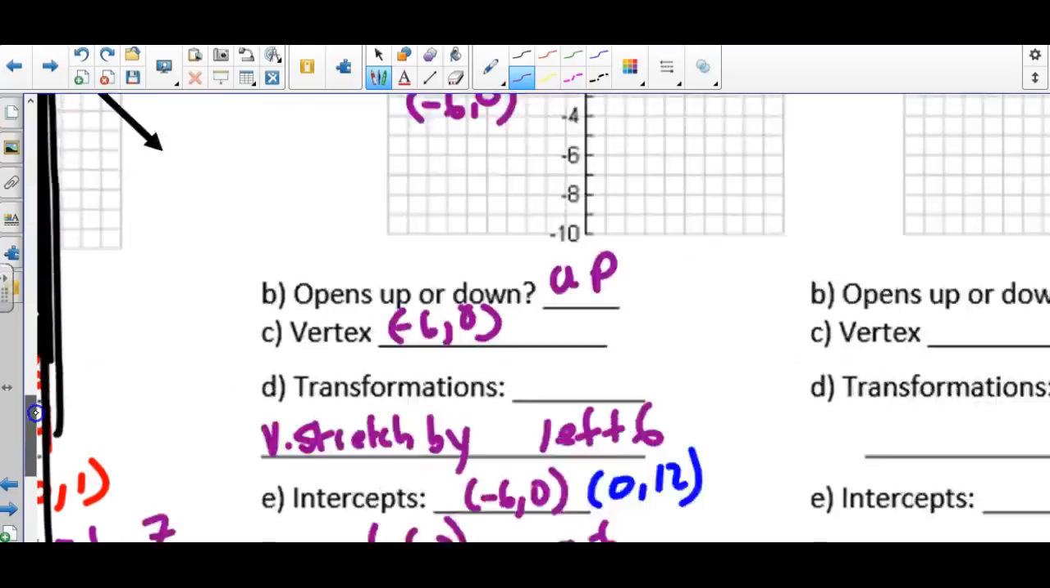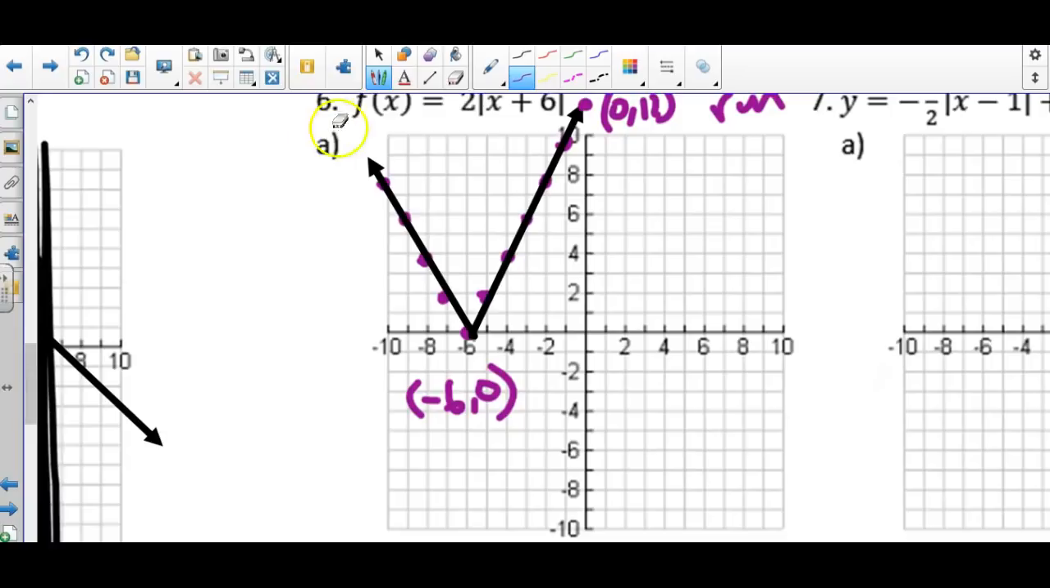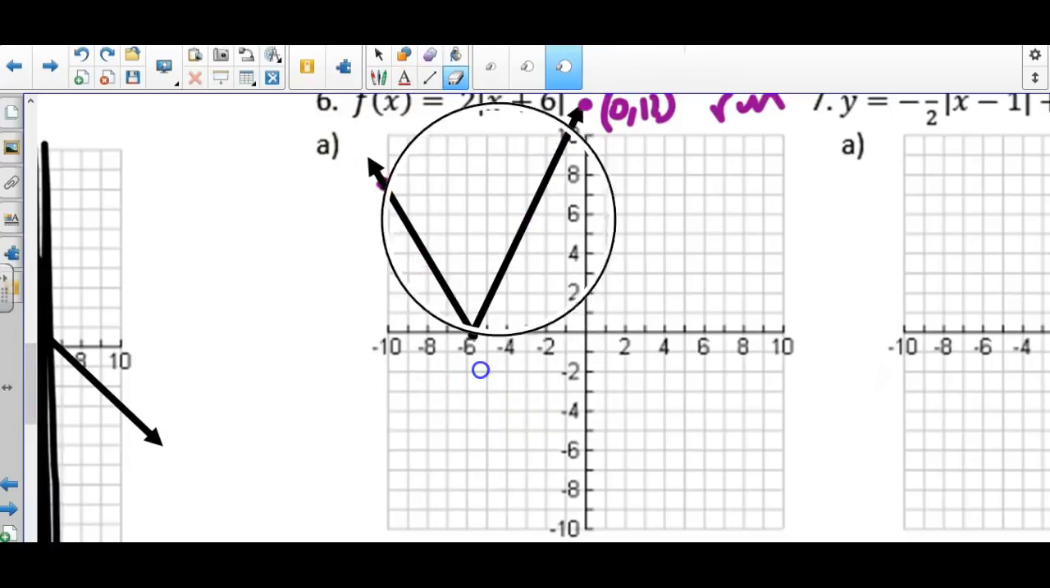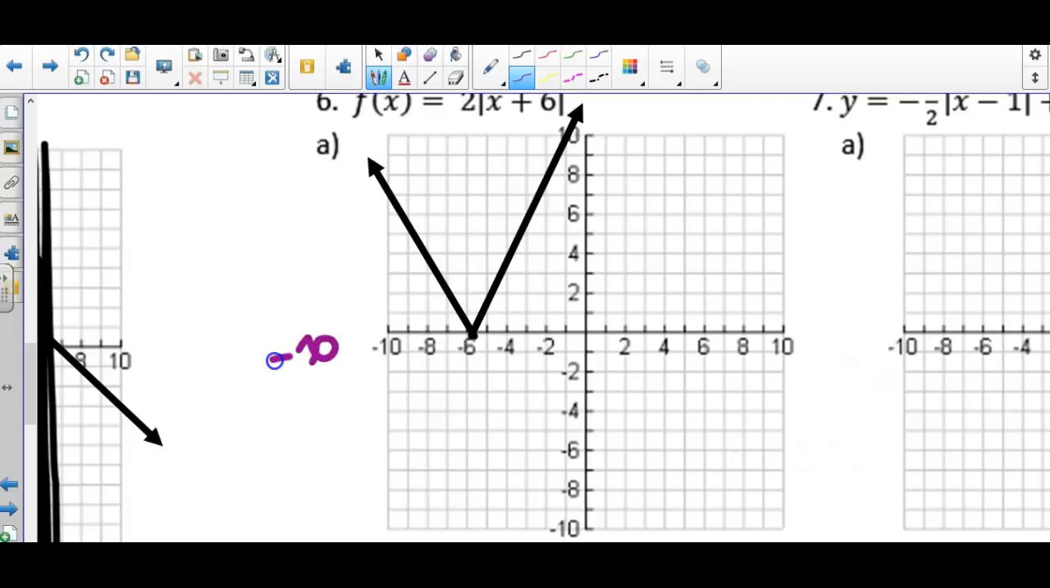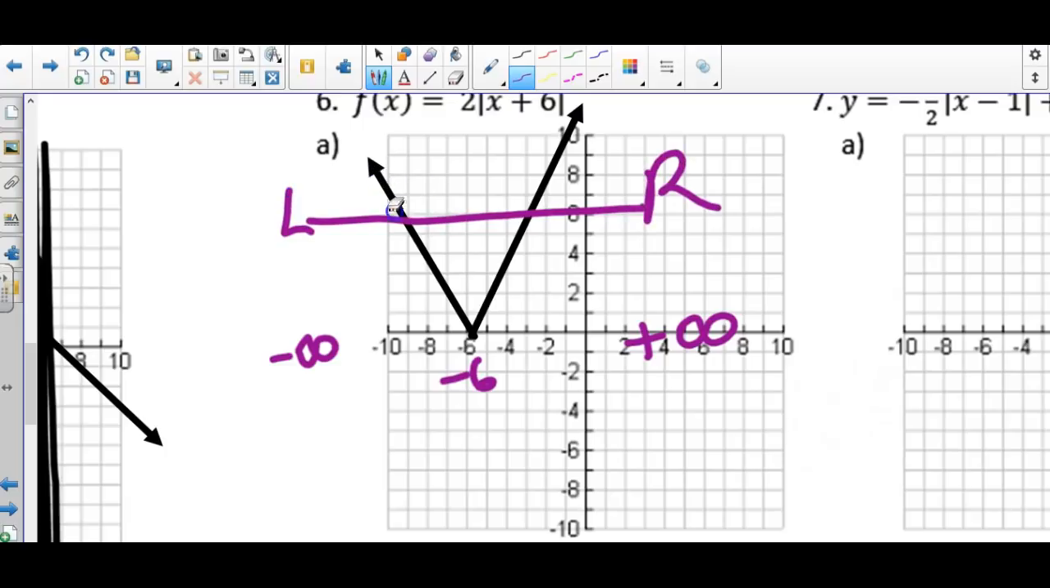Now, intervals of increase and decrease. Well, let's look at this. What's way out here to the left is negative infinity. What's way out here to the right is positive infinity. And the x value right here is -6. Now, trace your line from left to right. How do I get to the vertex? I go down, so this side is a decrease. And as I leave the vertex, I'm going up. That is going to be an increase.